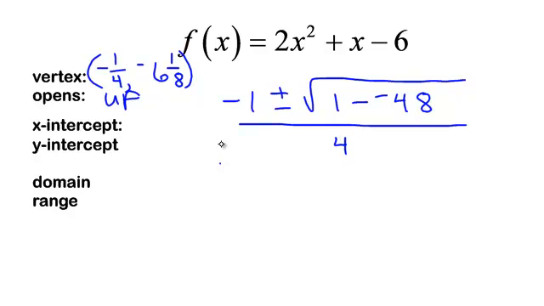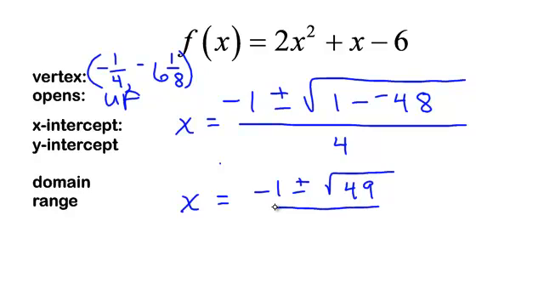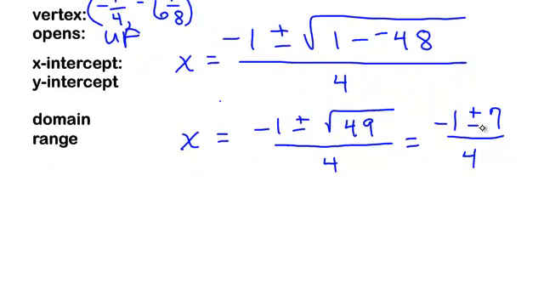Let's simplify. These are my x-intercepts. I'll have negative 1 plus or minus the square root of 49, all of that over 4. Oh, and the square root of 49 turns out nicely. That would be 7. A little bit more simplifying to do. Negative 1 plus 7 will be 6/4. That will reduce to 3/2.